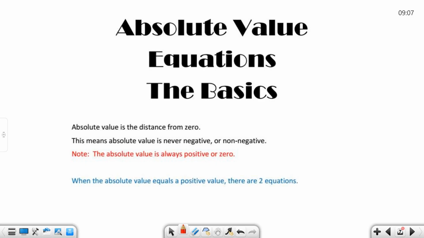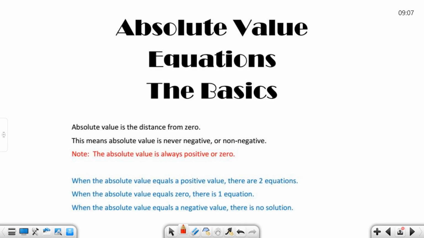So when you have an absolute value equal to a positive number, there are two equations, which gives you two solutions. When the absolute value equals 0, then there's only one equation, one answer, one solution. When the absolute value equals a negative value, guess what? There is no solution, because the absolute value cannot be negative. So there's no way for it to equal a negative value.